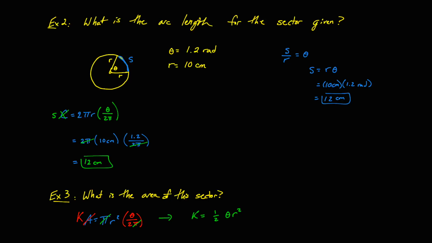So let's apply that to our question. That's going to give you 1/2 times theta, which is 1.2 rad, times 10 centimeters squared. So that's 50 times 1.2, which gives you 60. And this is centimeters squared because remember it's area. That's the area of the sector. So there you have it. That was an overview of sectors, angles, and arc length, all in one.